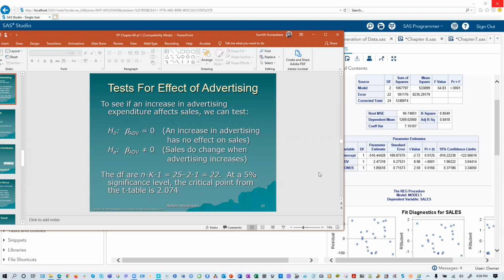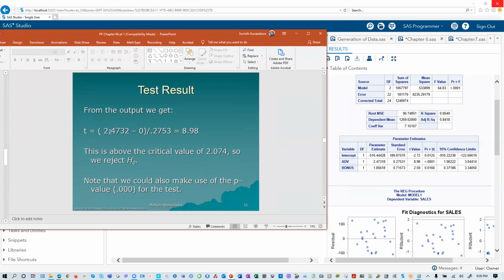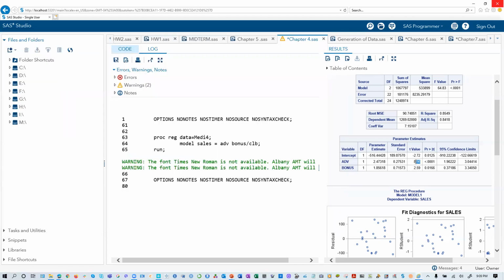2.074. Do we see that one? Advertising 2.074. Why don't we have that one here? Okay, at 5.11 critical. Oh no, not the critical point. Don't worry about that one. I'm not talking about that. 8.98. I'm sorry, this one. This is this value. See, 8.98.